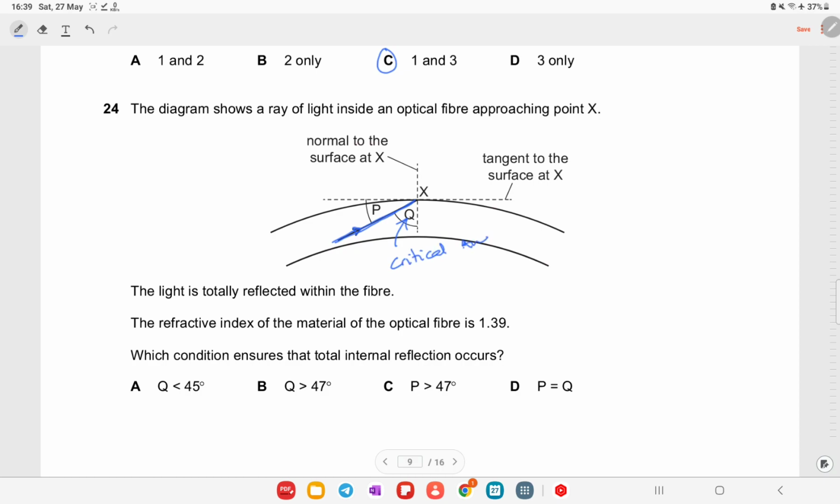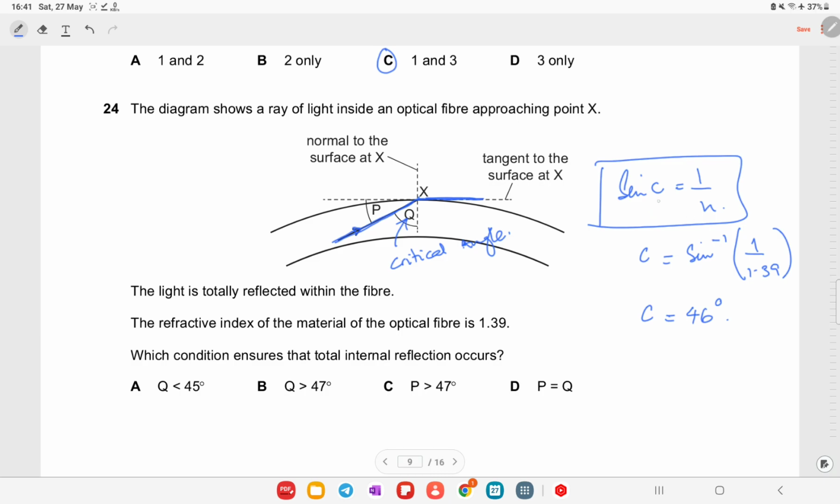Critical angle. Because normally it happens like this: it is going to make a 90-degree angle with it. If you solve this, you see this is the formula for the critical angle, where n is the refractive index. If you put the values into this, you will get 46 degrees. So in order to have total internal reflection, the angle should be greater than this critical angle. So option B is going to be your right answer.